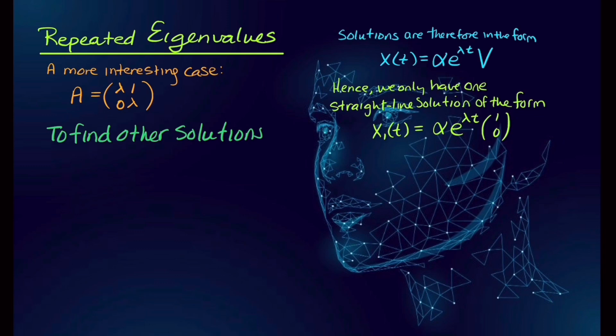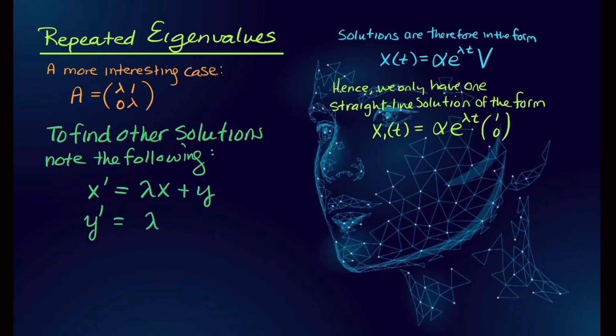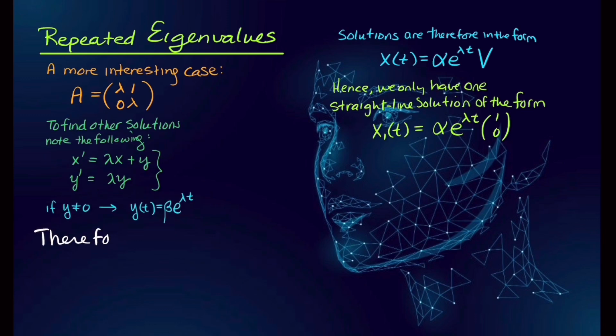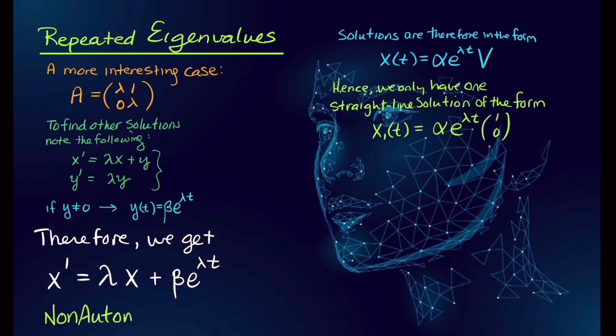To find any other solutions, the first thing that we note is x prime is of the form lambda x plus y, and y prime is lambda y. If y is not 0, then y of t takes on the form beta e to the lambda t. Therefore, we get x prime is equal to lambda x plus beta e to the lambda t. This is a non-autonomous first-order differential equation. In other words, it depends on time.